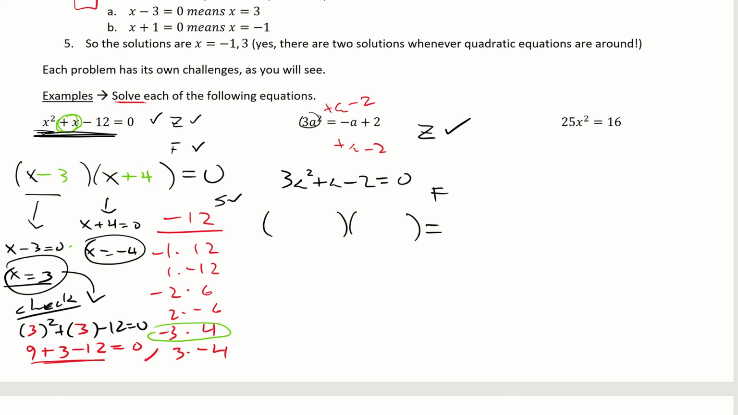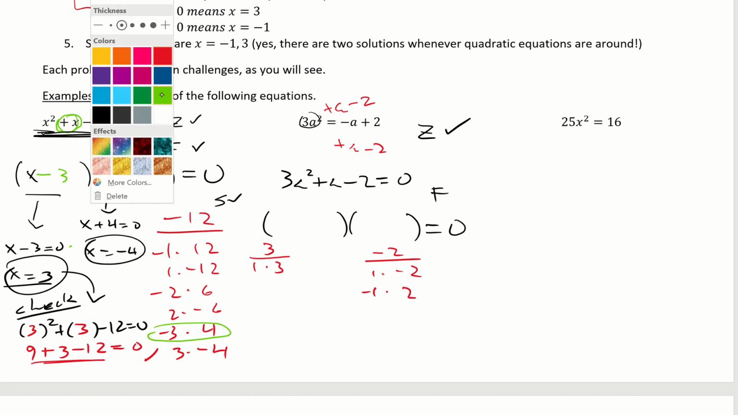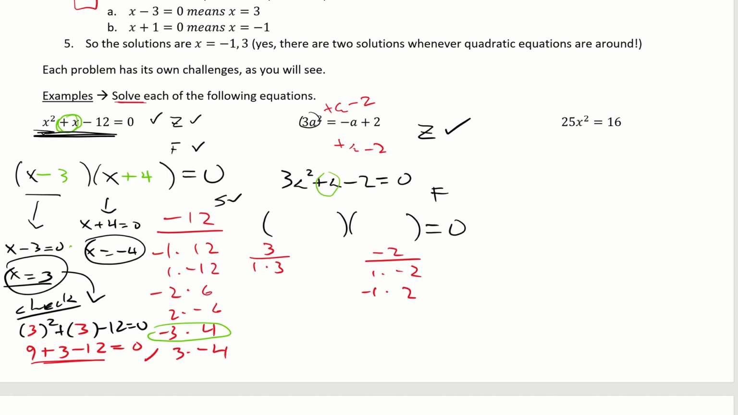It's one of those harder ones where you've got a 3 in front. That means you got to look at the factors of 3, 1 times 3, and negative 2. 1 times negative 2, negative 1 times 2, and play spaghetti. All right, so I'm trying to get a 1 in the middle right there. Which one does it for me? I'm still looking.